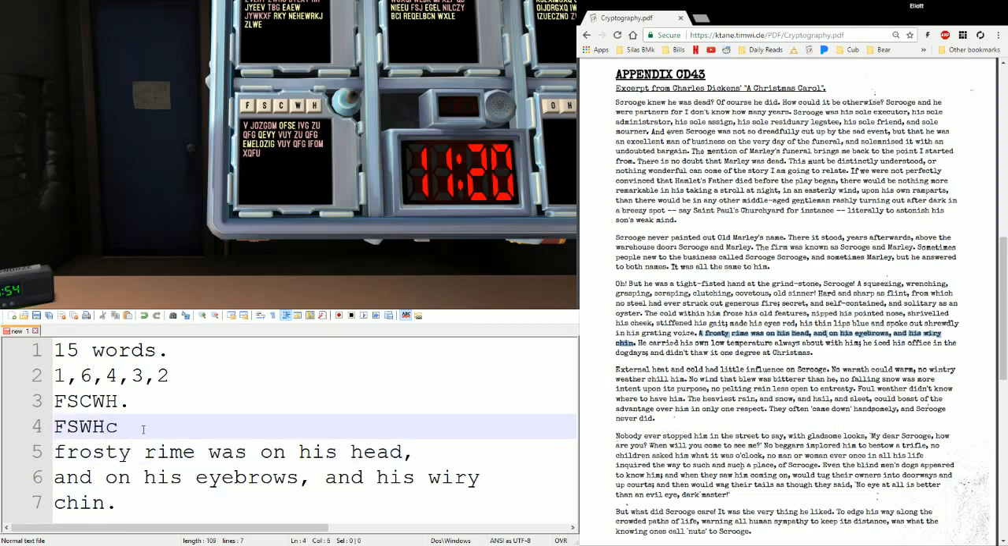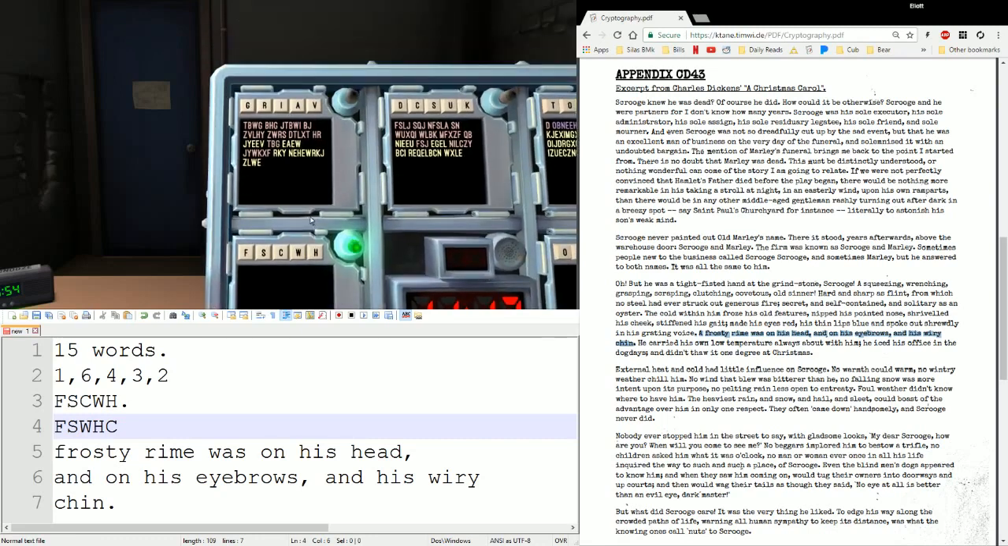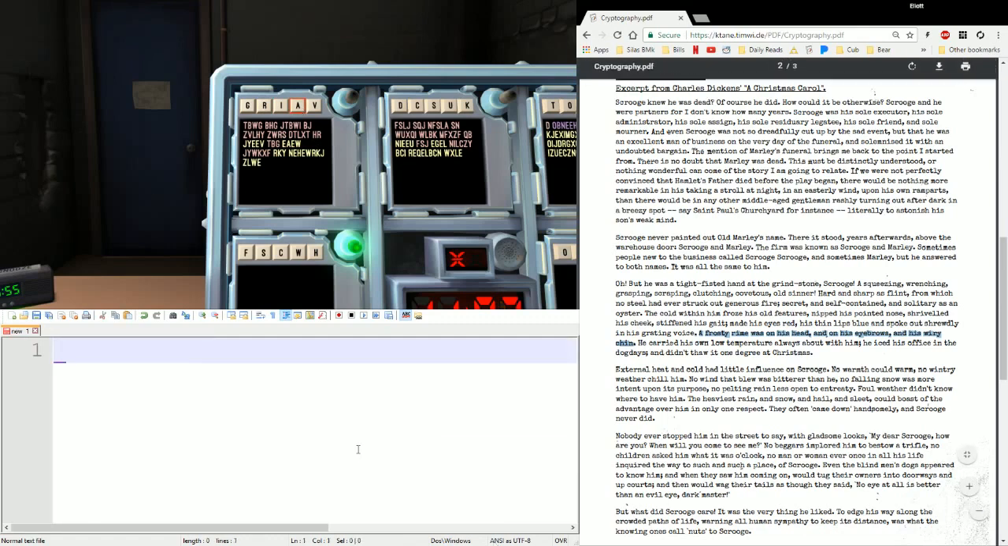So my answer is F-S-W-H-C. Let's get one wrong just to see. Just standard X doesn't give you any sort of extra hints. We'll do one more together.